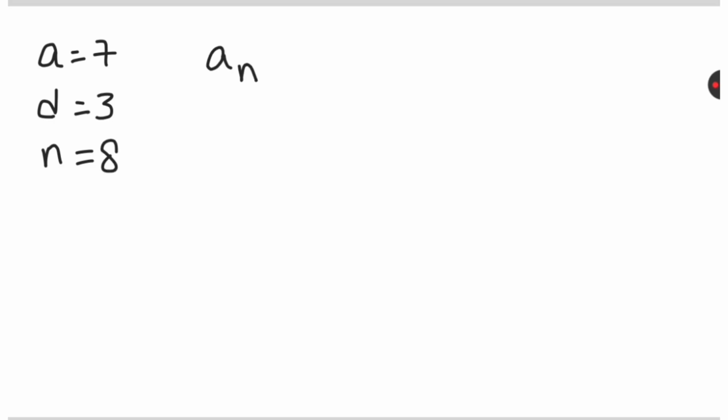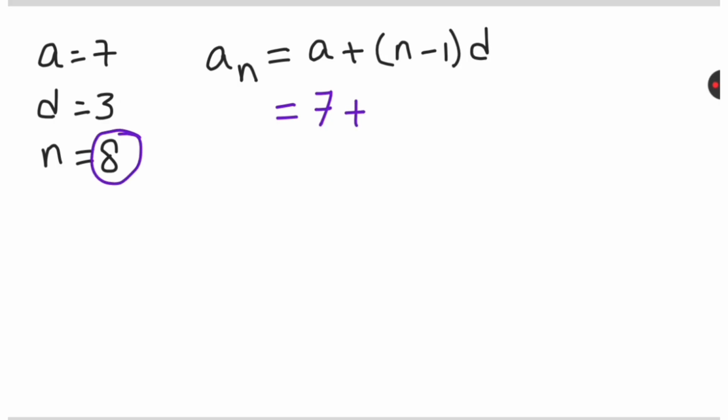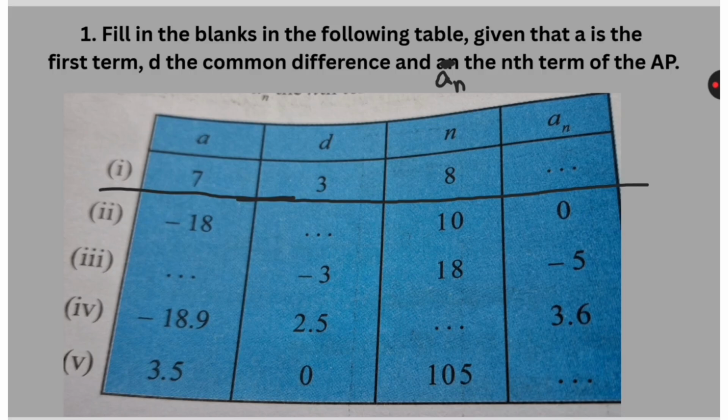To find the AN, what is the formula in the arithmetic progression? The formula is A plus n minus 1 into D. What is A? The first term is 7, plus what is n? N, the number of terms, is 8. So 8 minus 1, which is 7, times the common difference, which is 3. 7 times 3 is 21. 21 plus 7, which is 28. So for the first question, the AN is 28. So let's see the second question.